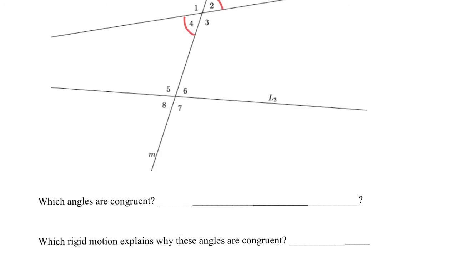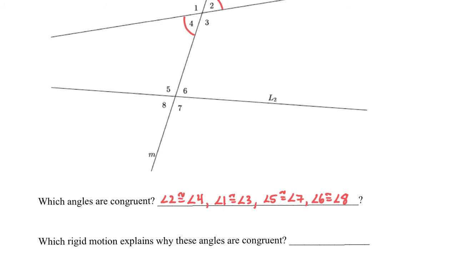So we would have found that angle 2 is congruent to angle 4. You would have found that angle 1 is congruent to angle 3. Angle 5 is congruent to angle 7. And angle 6 is congruent to angle 8.